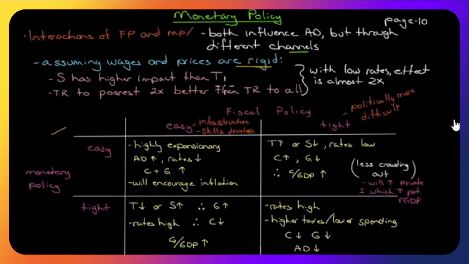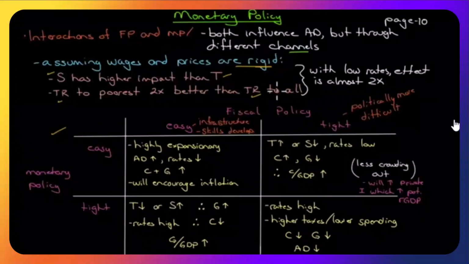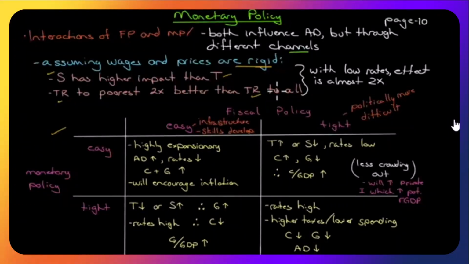With respect to fiscal policy, S meaning spending, spending has a higher impact than tax cuts. And TR, meaning transfer payments to the poorest in the economy, has twice the effect of transfer payments to all. So if the government writes checks to people and says go spend that as a part of a stimulus program, it is probably better just to target the poorest in the economy, the bottom 30% or 40% of earners, than to give everybody in the economy money.